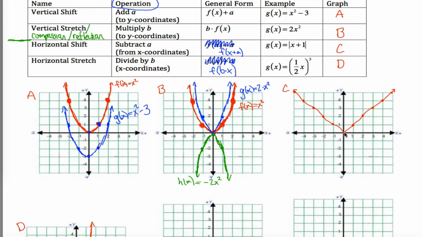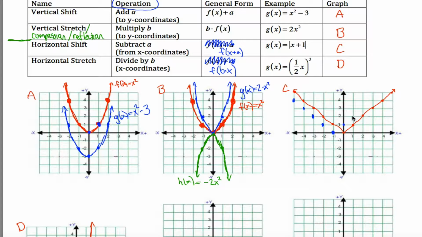The x coordinate right here is 0. Remember, the x coordinate is how far left and right you are. If you subtract 1 from 0, you're at negative 1. The x coordinate right here is negative 1. If I subtract 1 from negative 1, I'm at negative 2. The x coordinate right here is negative 2. If I subtract 1 from negative 2, I'm over here at negative 3, and so on. And you're like, oh, right, everything just shifts one spot to the left.